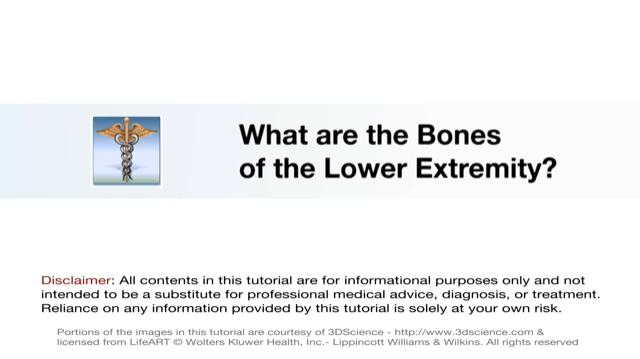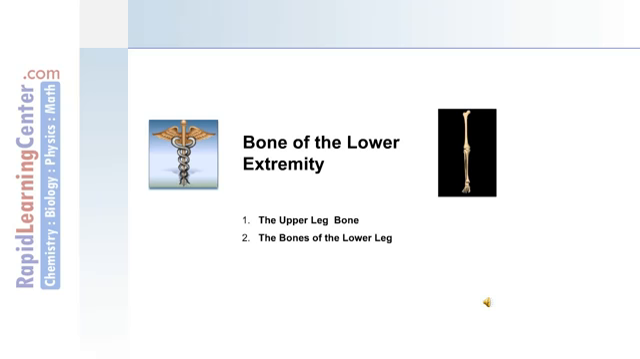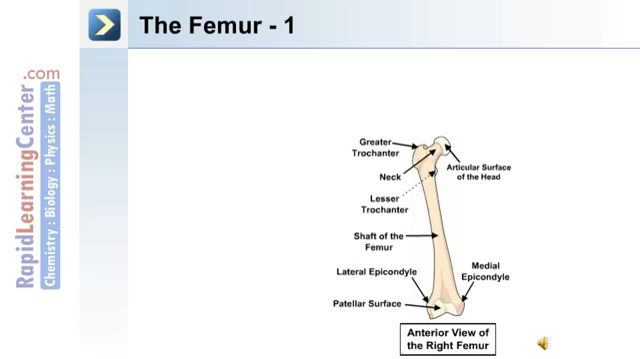Now let's move on to discuss the bones of the lower extremity, including the upper leg bone, the bones of the lower leg, as well as the bones of the ankle and foot. The first bone of the lower extremity we'll discuss is the femur or thigh bone. It's shown here in this anterior view.